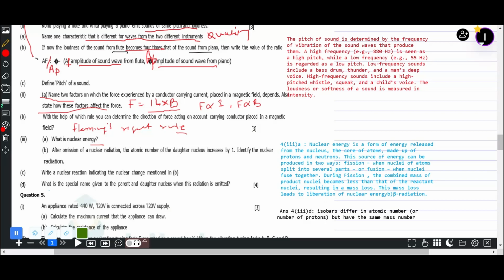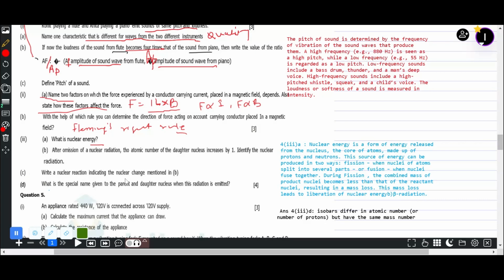Okay, so fission is the process that happens in case of nuclear energy. Fusion is something that is still being researched. Okay. So after emission of a nuclear radiation, the atomic number of the daughter nucleus increases by 1. Identify the nuclear radiation. This nuclear radiation is beta radiation. I have answered it here.